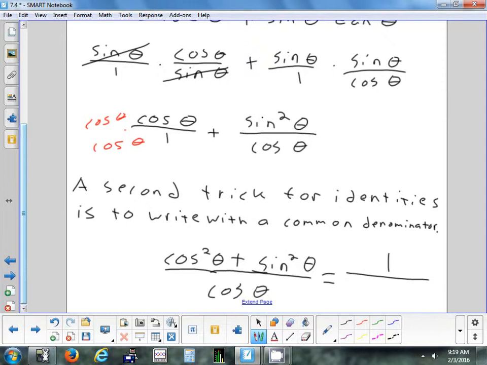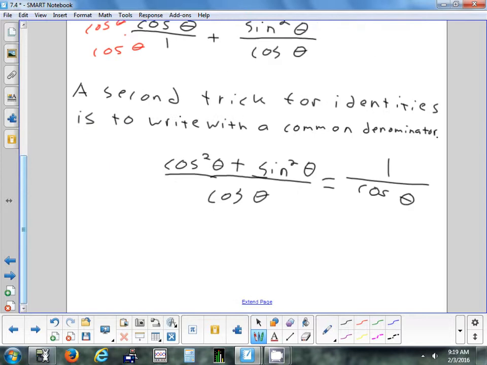So now we get 1 over cosine. And that's secant. Yep. Okay, so that one was a little bit harder because it had a few tricks in it. Change to sines and cosines, find a common denominator, and then use a Pythagorean identity. If you don't recognize this as a Pythagorean identity, we're stuck. You're not going to be able to do anything.